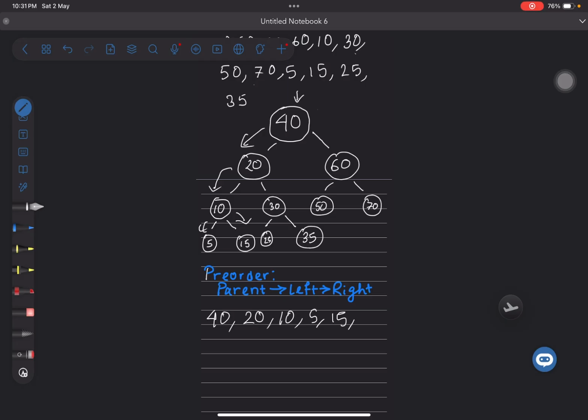And then we go back up. Let me actually delete these. Okay, we were at 15 and there is no more left or right to go to 15. So we go up a bit, we find 20, then we go to the right of 20, which is 30, and then we again try to go on the left side. Let me remove all of this.